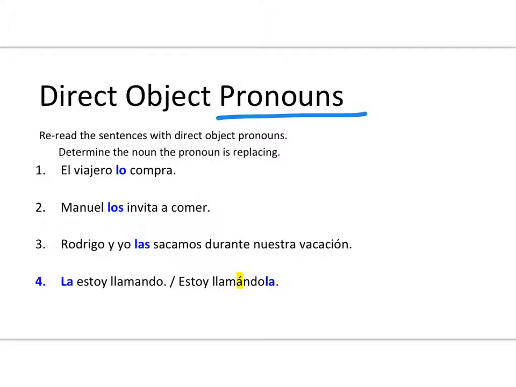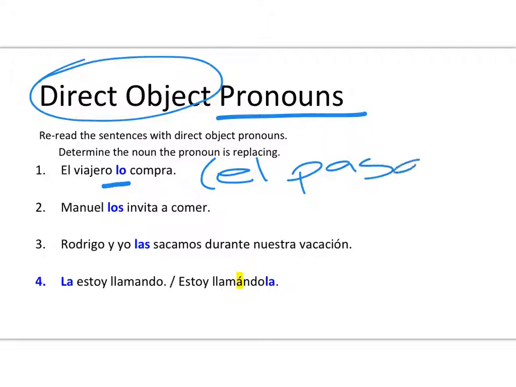Por ejemplo, número 1, el viajero lo compra. Lo is our pronoun referring to whom? He. Actually, close. Lo is referring to el pasaje. Remember, these are referring to direct objects. So lo is taking the place of our noun pasaje. Okay? So make sure you note that in your notes here. You can rewrite this. Just circle this maybe on your paper.